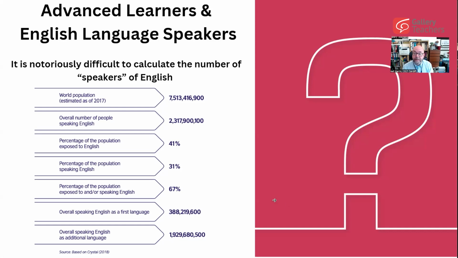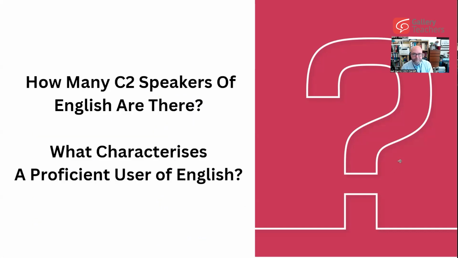And if you look at the number towards the bottom of the screen here, the overall number of people speaking English, and this is based on research published by David Crystal in 2018, you'll see there is a mind-bogglingly large number, 388 million overall speakers of English. But how many of them are at that really high level? And actually, what does that really high level mean? Let's find out. So, the next couple of slides aim to answer those 2 questions.